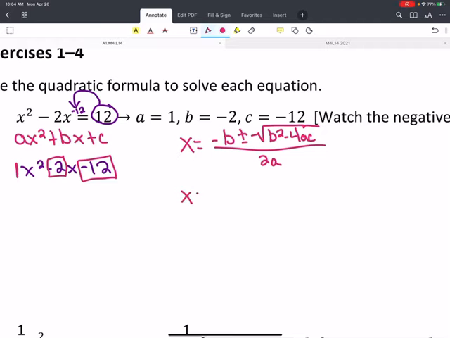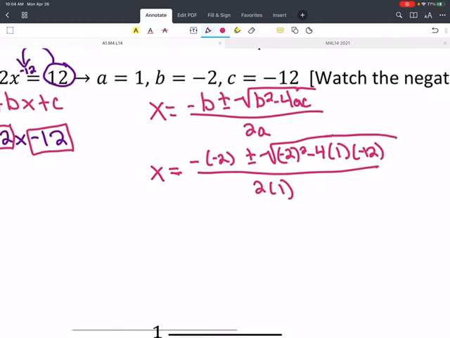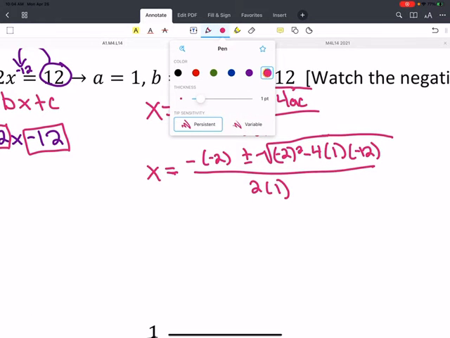So here we go. Negative 2 plus or minus the square root of negative 2 squared minus 4 times 1 times negative 12, all over 2 times 1. And again, I got those numbers from A, B, and C. And then let's start simplifying.